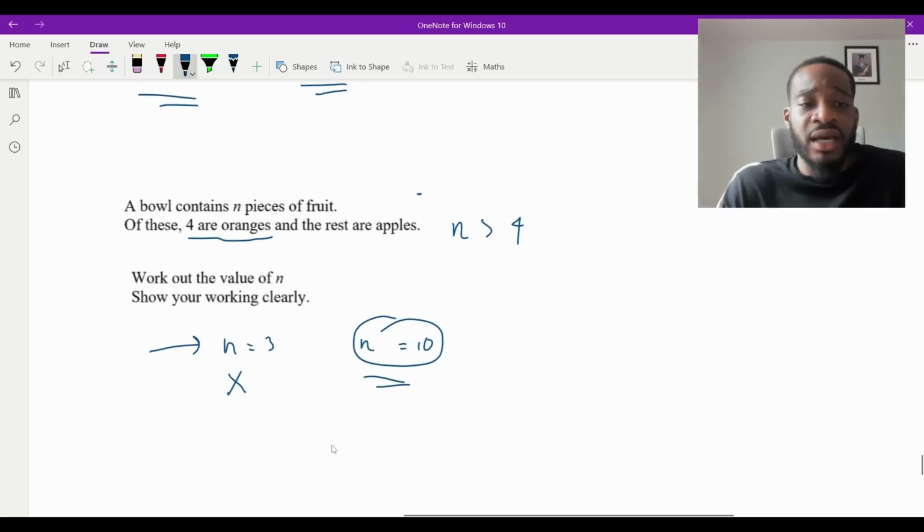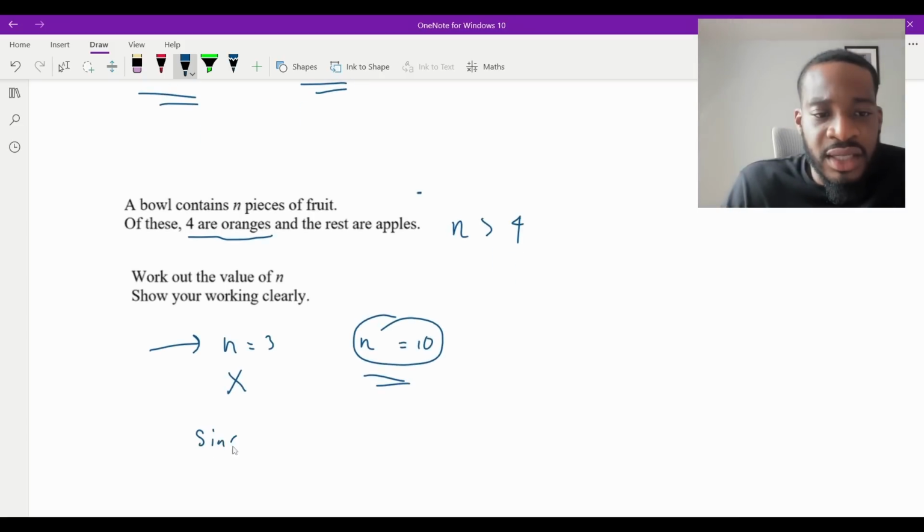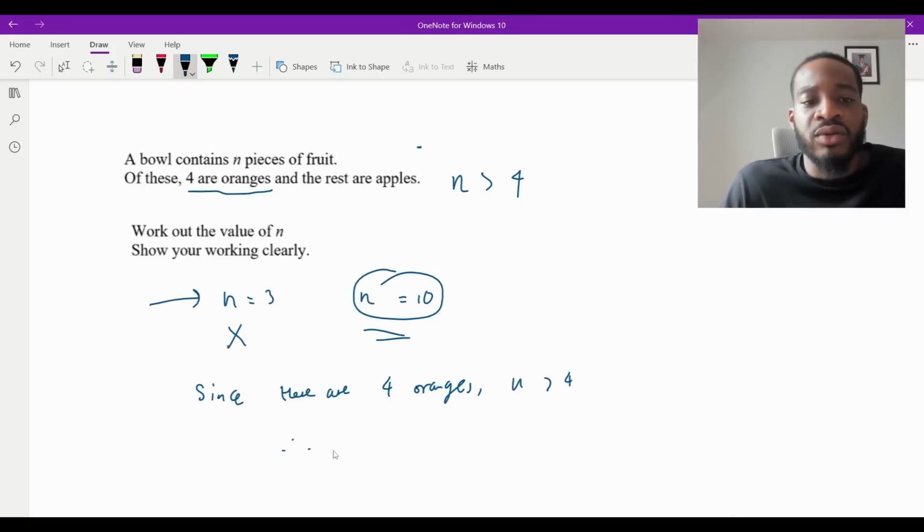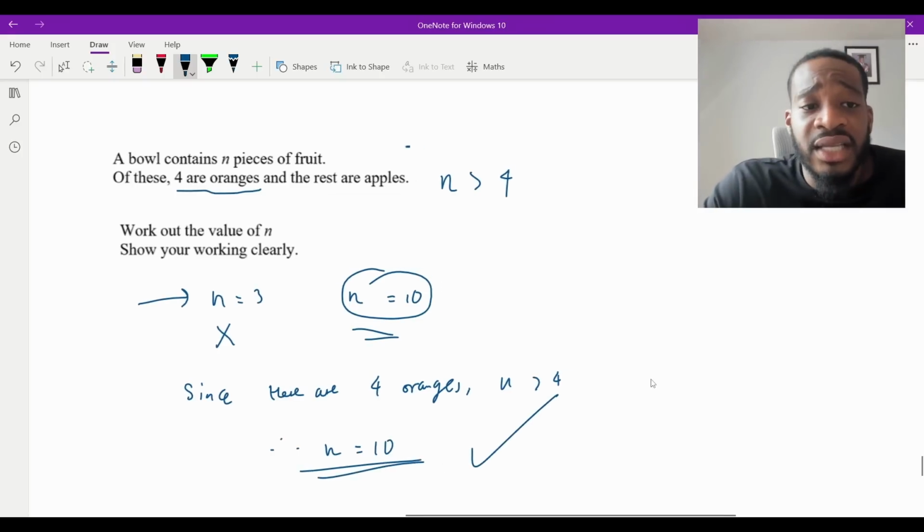And that's it. And you could just say, just to be very certain for the examiner, since there are 4 oranges, right? N must be greater than 4, right? So therefore, n is equal to 10. And that's it. And that's the question 19 finished.